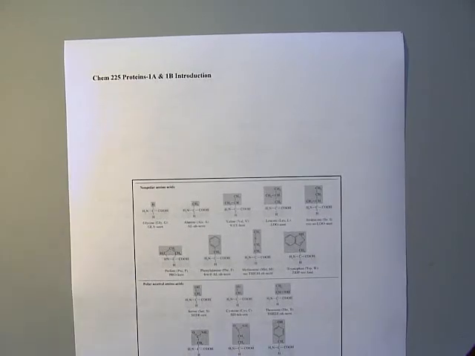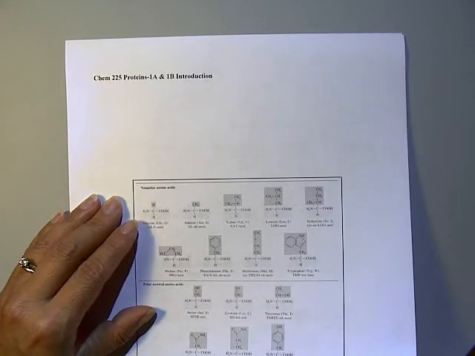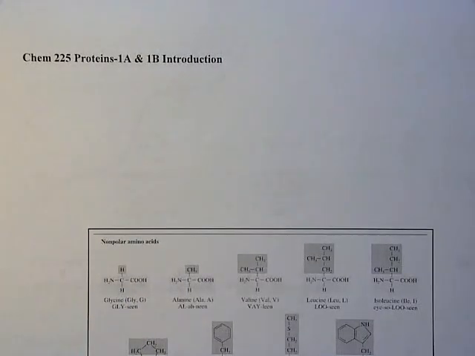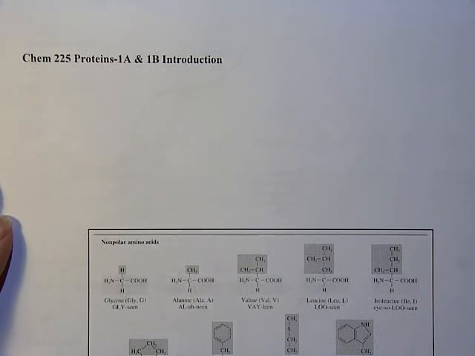Hi, this is the last of the biomolecules that we're going to be talking about. We're going to be talking about proteins for the next 8 or so lectures, and this will conclude the Chem 225 semester. So, proteins, as you know, are the most abundant class of biomolecules in our body.